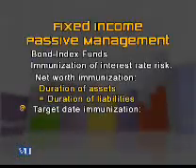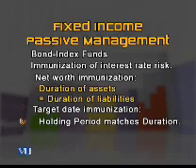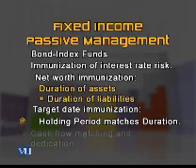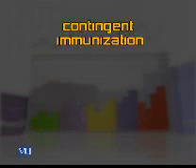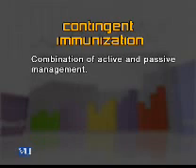So we look at target date immunization. We look at the holding period matching returns on looking at the duration. Obviously, we're talking about cash flow matching with duration. Now, if we look at durations and cash flows, we need to understand immunization. We talked about contingent immunization. What is contingent immunization? Contingent immunization is about combinations of both active and passive management. That is what contingent immunization is. We include both the management styles.